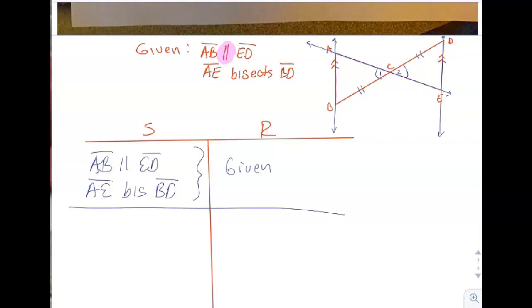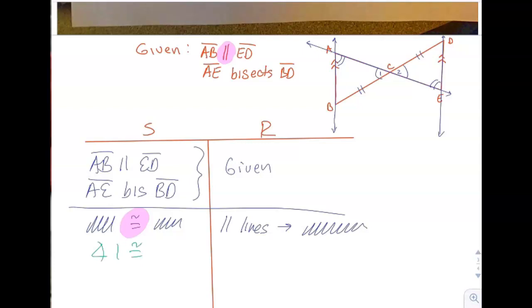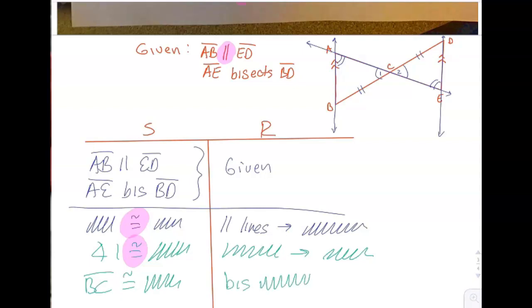Nothing, no strikes. But I do know that angle A is congruent to angle E because parallel lines lead to 2 congruent angles. So there's one. I also know that angle 1 is congruent to angle 2 because vertical angles lead to congruence. So there's 2. And also BC is congruent to DC because a bisector leads to 2 congruent segments. And there is strike 3.